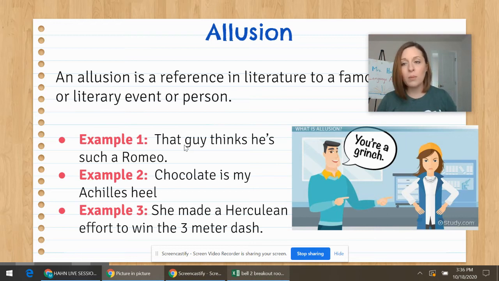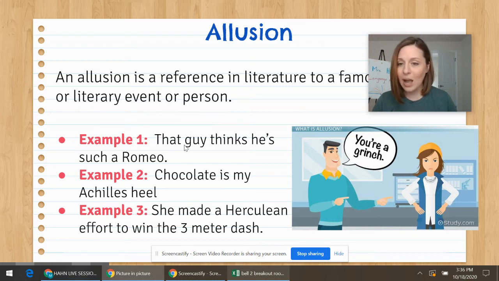So if you know much about Greek mythology, you may have read the story of Achilles, who was super strong and won every battle, but his weakness was his heel, and that was his undoing. So that's an allusion or a reference to Greek mythology. Number three: "She made a Herculean effort to win the 3-meter dash." Again, that's a reference to Greek mythology, to Hercules, who was so powerful and strong.